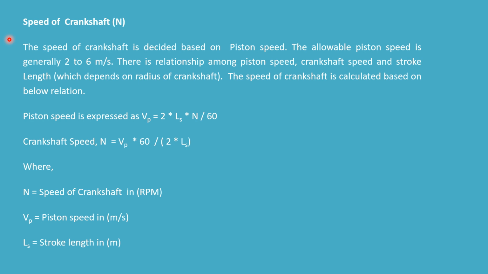Now speed of the crankshaft. अभी हमने crankshaft के speed कैसे निकालते हैं. The speed of the crankshaft is decided based on the piston speed, and the allowable piston speed is generally 2 to 6 meter per second, and there is a relationship among the piston speed, crankshaft speed and stroke length. Stroke length also depends on the crankshaft radius, and speed of the crankshaft is calculated based on the below relation.